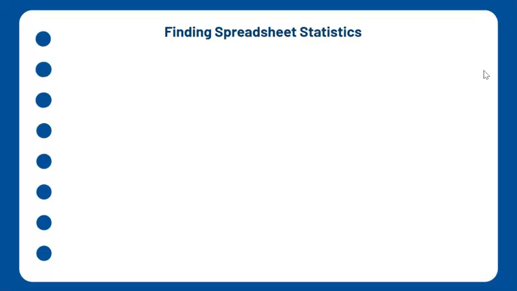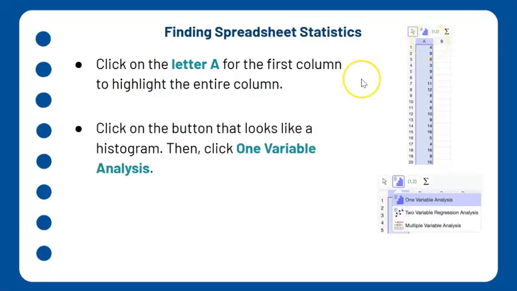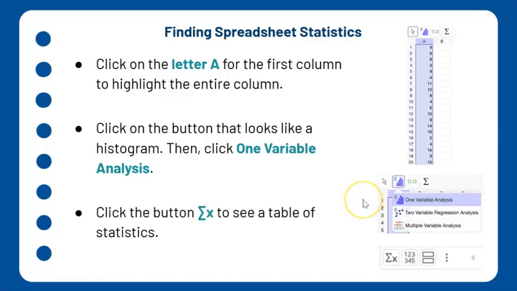Here's an example of how we can use GeoGebra to calculate even more statistics. After entering all the data in column A, click on the letter A to highlight the entire column. Next, click on the button that looks like a histogram. Then, click One Variable Analysis. Then click on the Sigma X button to see a table of statistics.